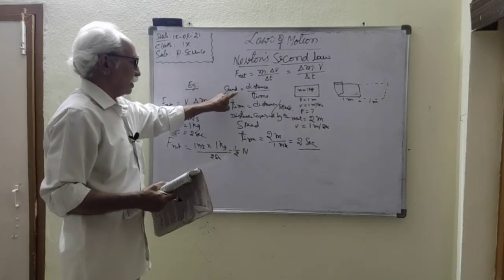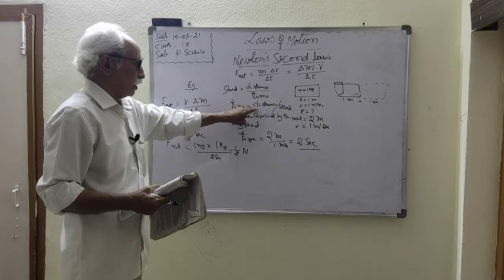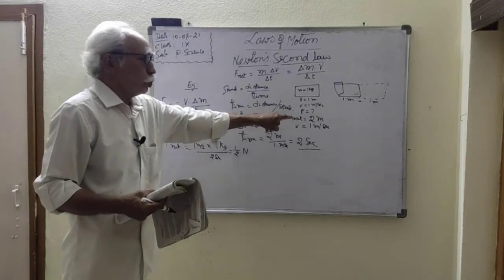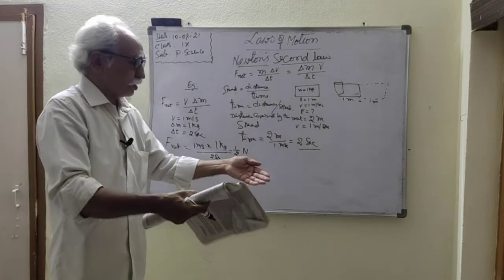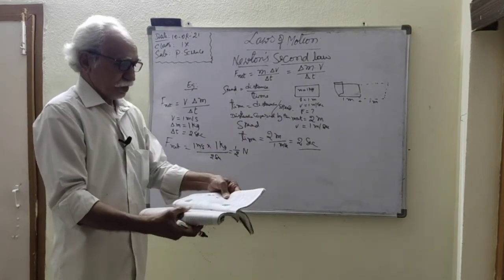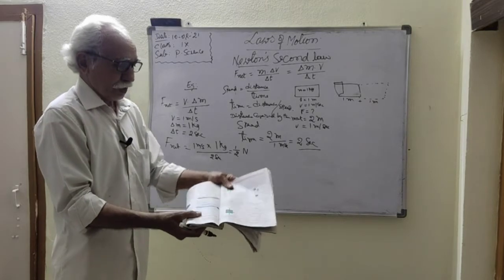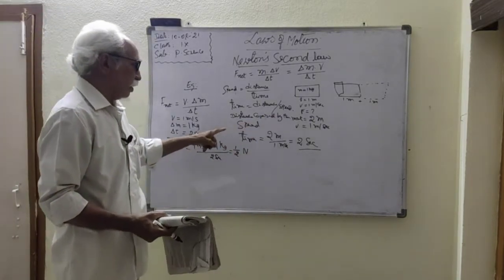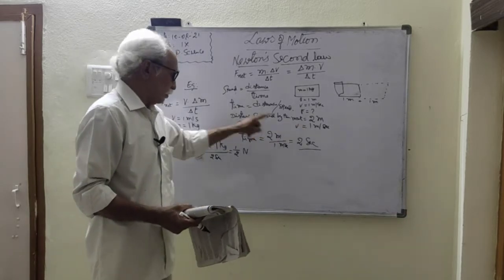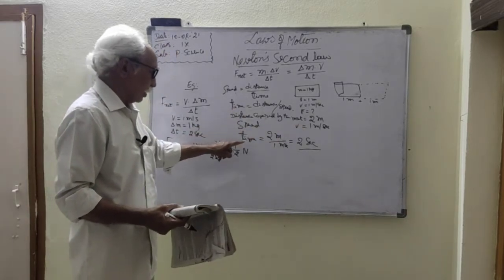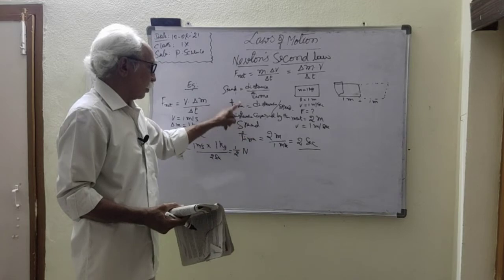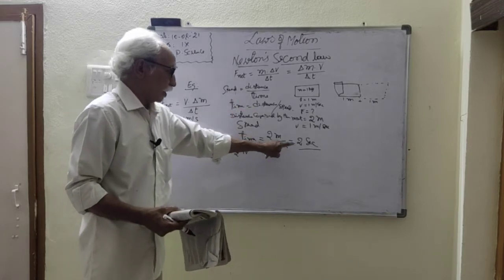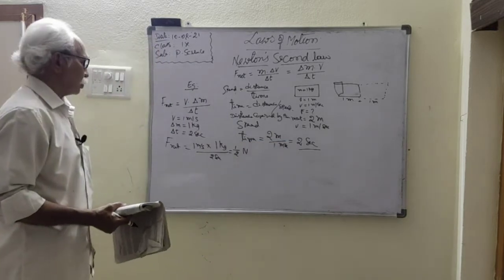Speed is equal to distance by time, therefore time is distance by speed. So the distance covered by the mat is how much? 2 meters, because we are lifting. Suppose this is the mat, and the mat is moving like this. So a 2 meter distance is covered. Speed is 1 meter per second. Then according to this equation, time is equal to distance 2 meters by 1 meter per second, which is 2 seconds. So time is 2 seconds.